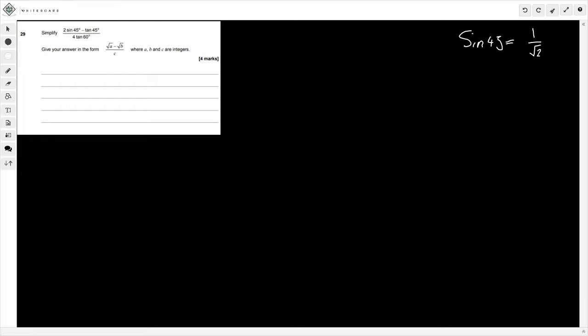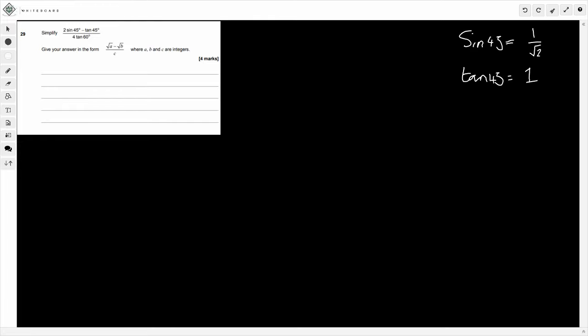We've got tan 45 next. This is probably the easiest one you can remember. Tan 45, dead nice. Tan 45 is equal to 1. Now remember, guys, this is a non-calc question, but you'd have to do it with the angles that you know like this anyway. If you try and do it on your calculator, you're not going to get it in this form.